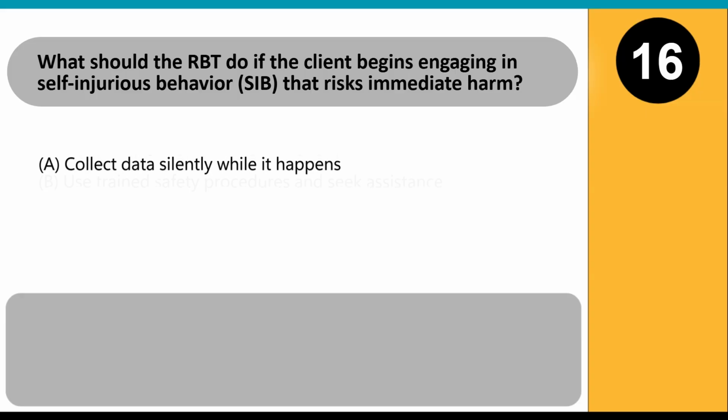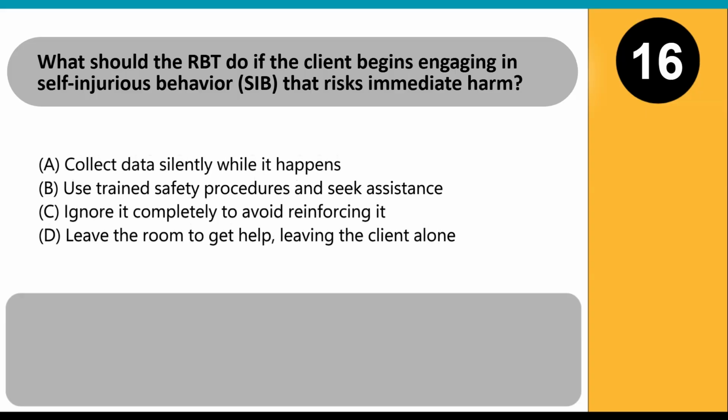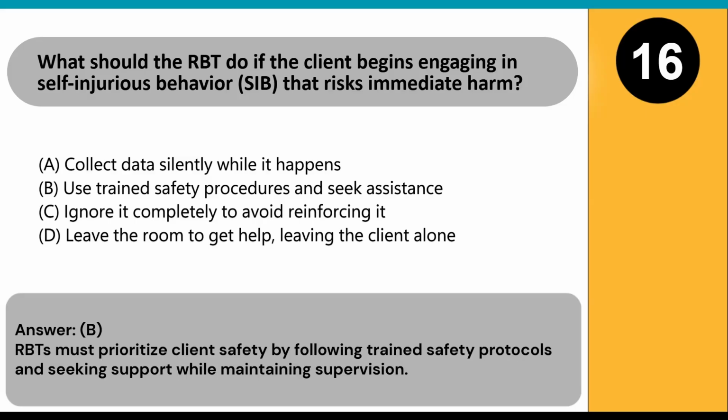What should the RBT do if the client begins engaging in self-injurious behavior (SIB) that risks immediate harm? A. Collect data silently while it happens. B. Use trained safety procedures and seek assistance. C. Ignore it completely to avoid reinforcing it. D. Leave the room to get help, leaving the client alone. Answer: B. RBTs must prioritize client safety by following trained safety protocols and seeking support while maintaining supervision.